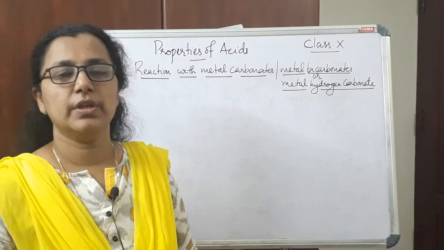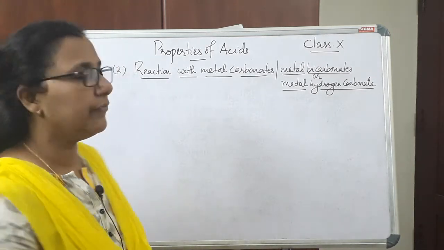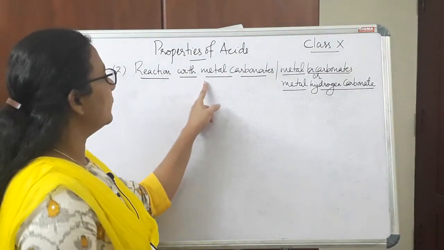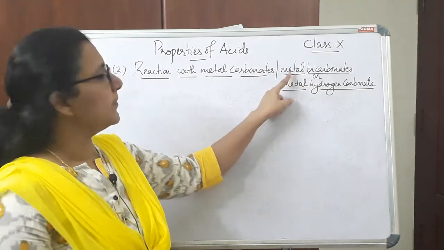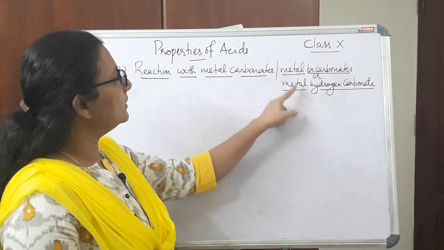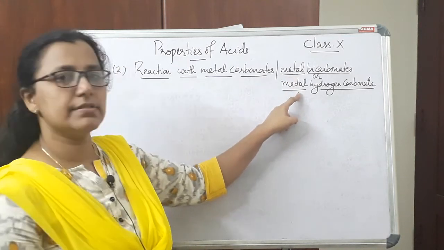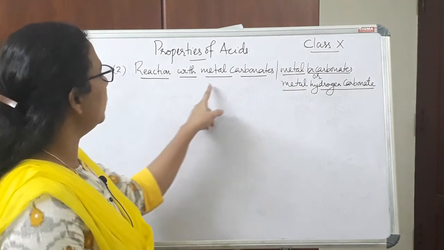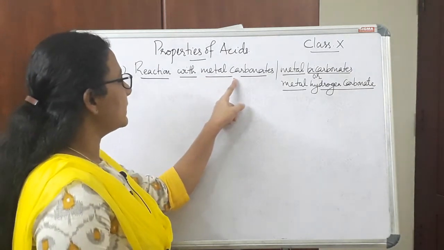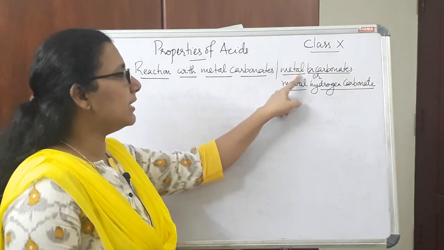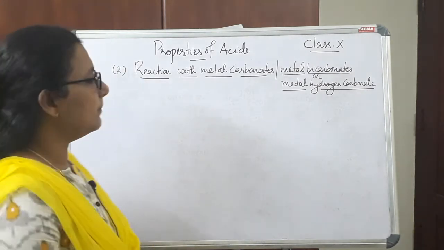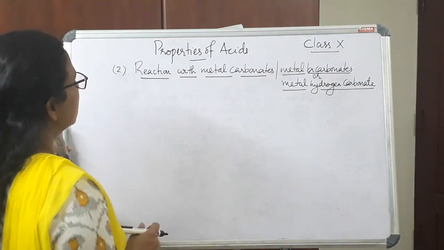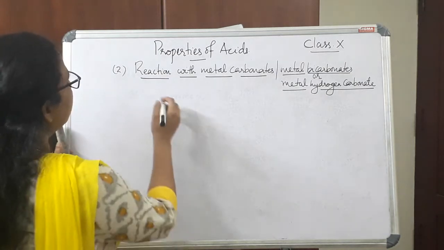Hello students, today we will see the second property of acids, that is reaction with metal carbonates or metal bicarbonates. Metal bicarbonates are otherwise called metal hydrogen carbonate. These two reactions, that is reaction with metal carbonate and reaction with metal bicarbonates, are studied together since the products will be same. So we will see the general equation first.